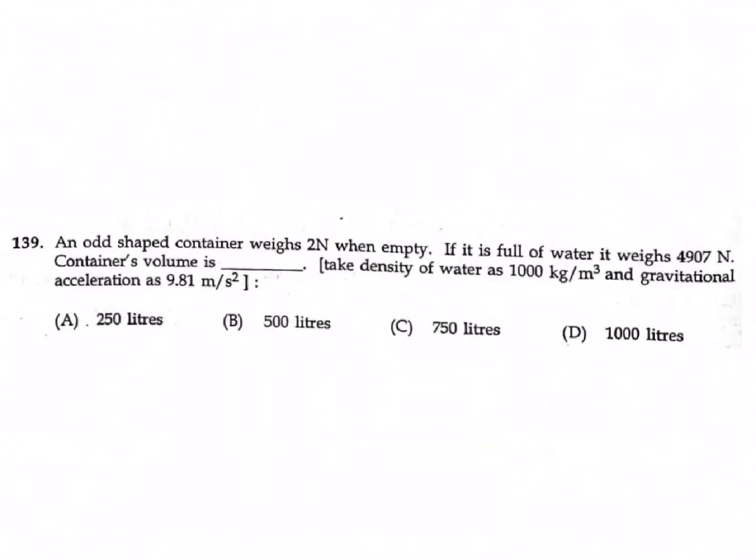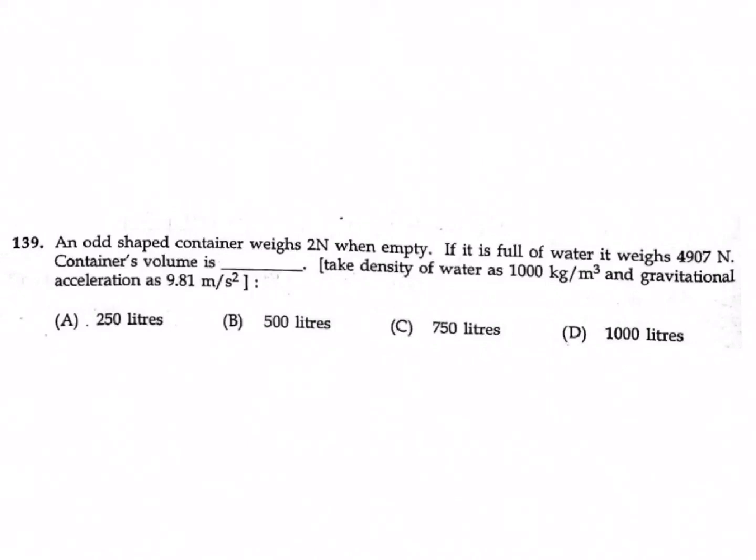An odd-shaped container weighs 2 Newton when empty. If it is full of water, it weighs 4907 Newton. What is the container's volume? The density of water and gravitational acceleration are given. So initially it's empty.